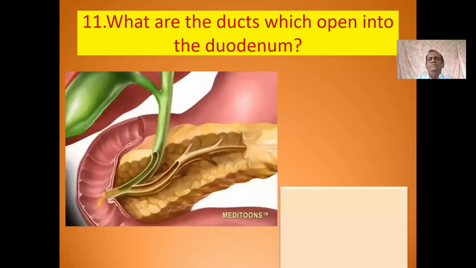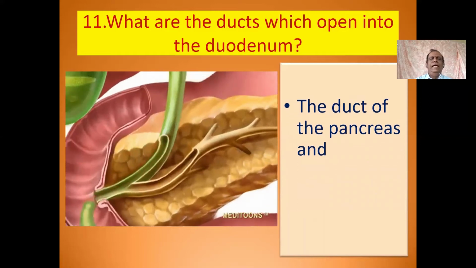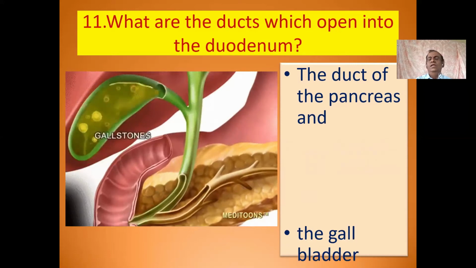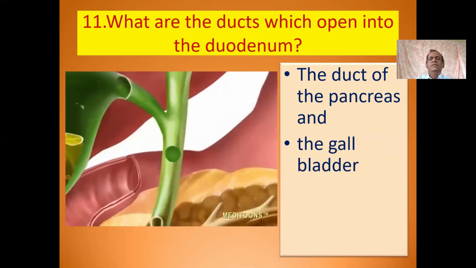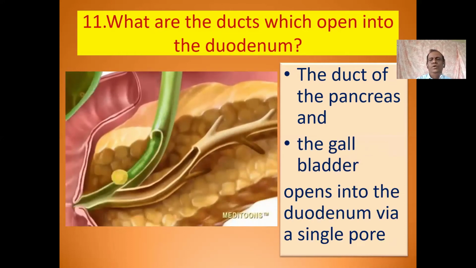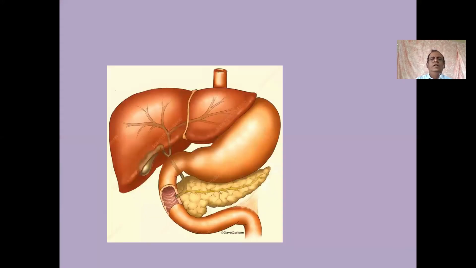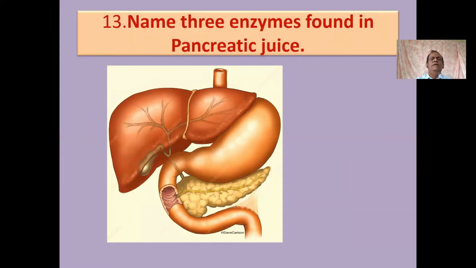So the question: what are the ducts? The duct of the pancreas and the gallbladder. Those two openings are here in the duodenum. They open into the duodenum through a single pore. Next one also regards this important part of the digestive system, the stomach, liver, and pancreas. The question: name 3 enzymes found in the pancreatic juice.